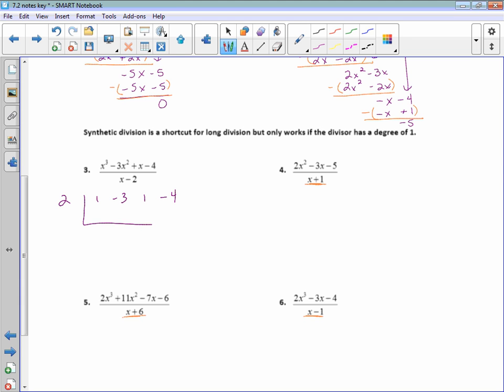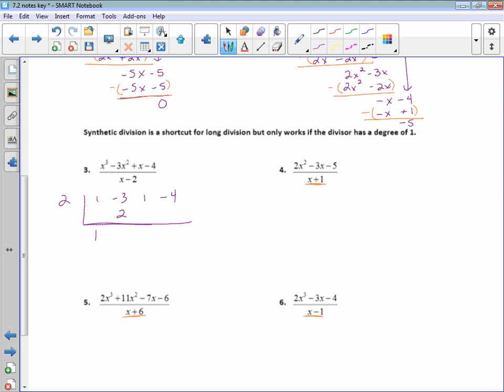Again, guys, everything has to be in order. Exponents have to be decreasing. If you skip something, you have to put a 0 to hold the place. All right, then the way you start, you bring down the first number, so that's a 1. Okay, then you multiply by that number out in front. So 1 times 2 is 2.